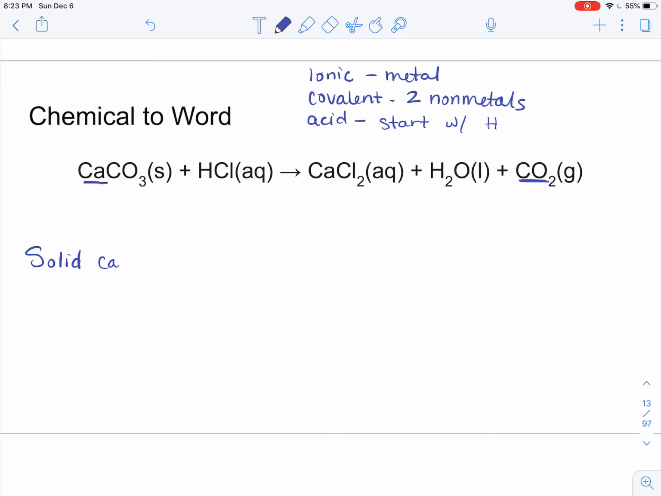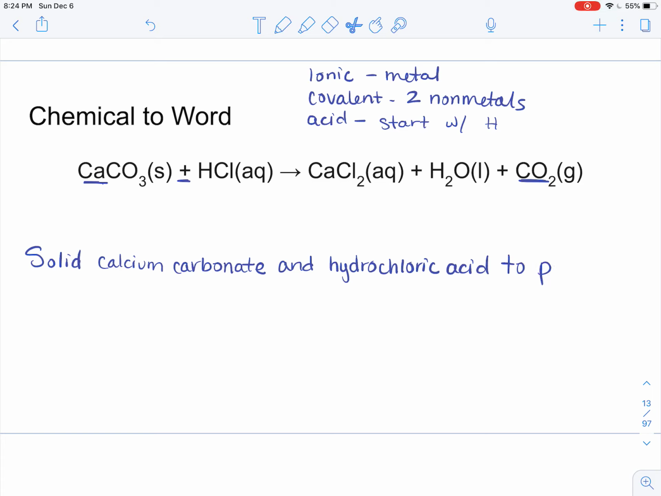So solid. Calcium. Calcium is Ca. CO3 is carbonate. So we're just writing it out. Solid calcium carbonate. And then your plus sign. HCl, it's an acid because it starts with hydrogen. It's specifically a binary acid because there's only two elements here. So what we're going to do is include our prefix hydro. That chlorine is going to become chloric acid. All right, arrow, to produce.